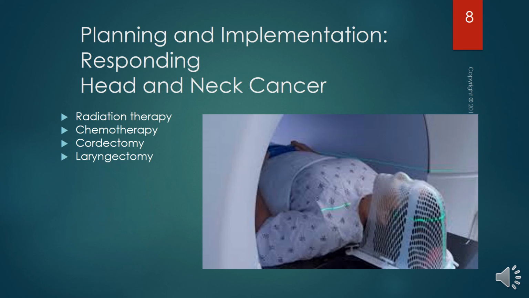The goal of treatment, one of the goals besides keeping an open airway, is to remove or eradicate the cancer while preserving as much function of the body as possible. And things that we can do for our patients are radiation, chemotherapy, chordectomy, or a laryngectomy. So that means taking out the vocal cords and the larynx.